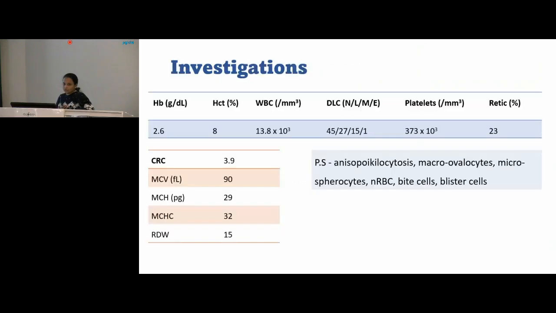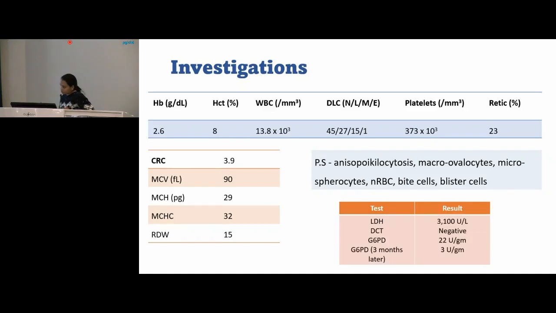So investigations: anemia with reticulocytosis, with the peripheral smear again showing bite cells and blister cells. The investigations have shown that the LDH is elevated again. The DCT, which you have done because it was probably hemolytic anemia, was negative. G6PD done at the time of presentation was, quantitatively, 22 international units per gram of hemoglobin, but this is normal.